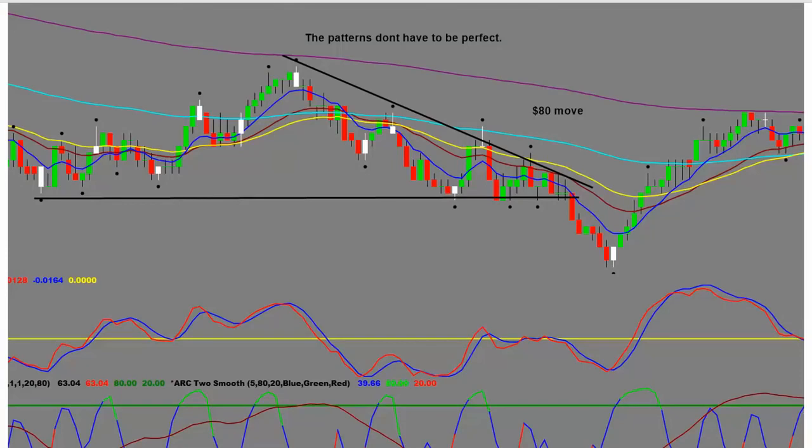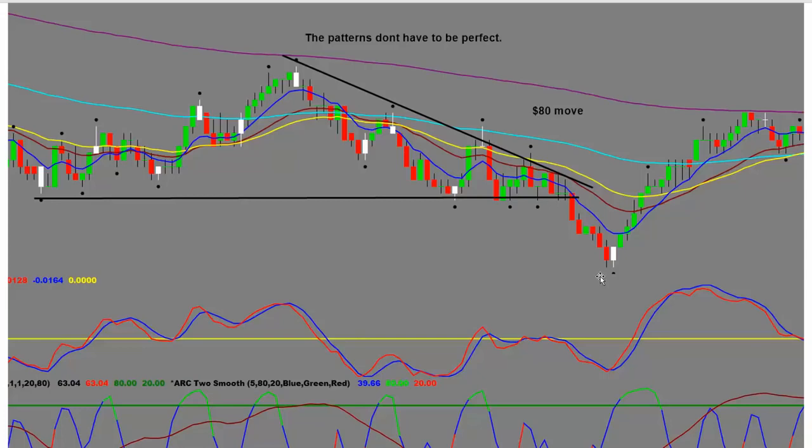Now, here's an example where patterns don't have to be perfect. So you can see with the upper trend line heading down that there's a variance of a couple of ticks between the highs, and on the low, the flat trend line, we can see there that extended over to the left, it's within a tick. So it's not perfect, but you've got the formation of a triangle setting up.